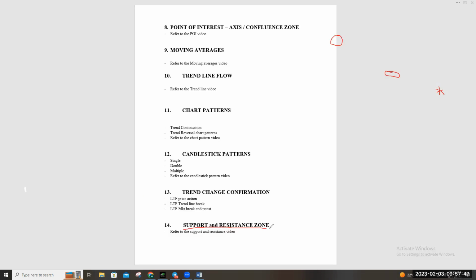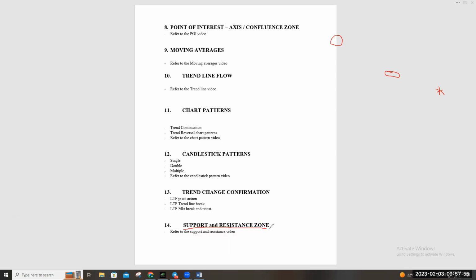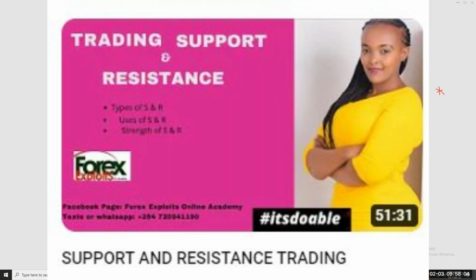The last and not least is the support and resistance zone. If a trade setup shows up at an area of support or resistance, it means that it's of high quality or high value. Remember, you buy from the support, you sell from the resistance unless they are broken. Refer to the support and resistance video for rules on how to trade support and resistance.